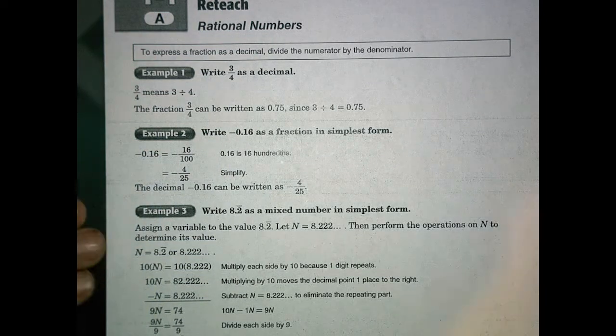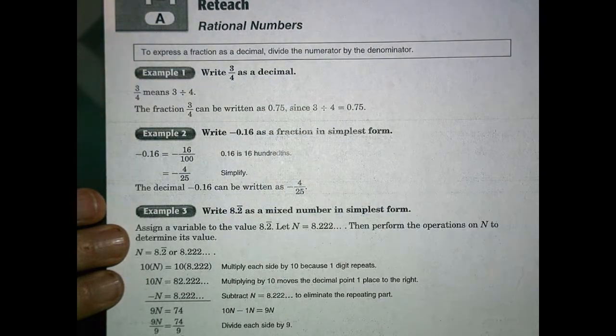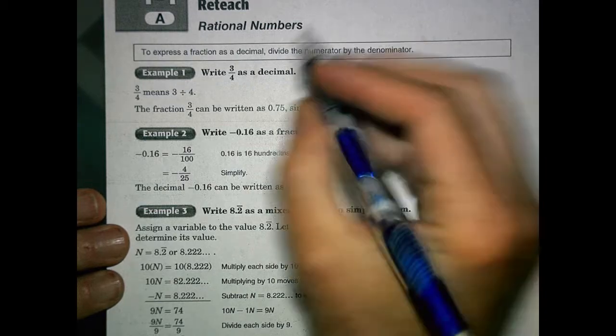Hi there. Today we're going to be talking about rational numbers and how to work with those. We're looking at some decimals, some fractions, and making things go back and forth between the two. So here we go. Let's take a look at the first example here.